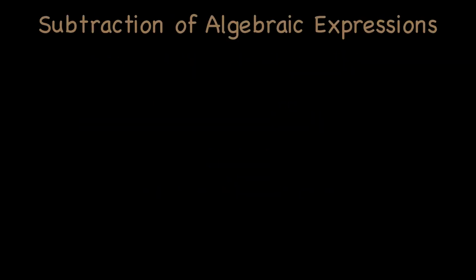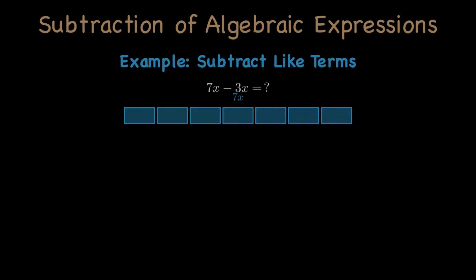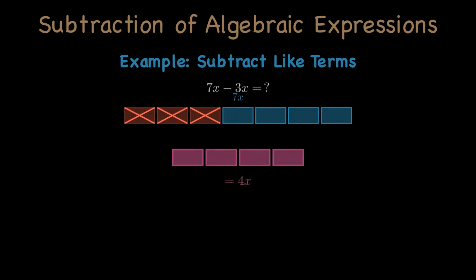Now let's learn subtraction. Subtraction is very similar to addition, but we need to be extra careful. What is 7x minus 3x? Let's visualize this with tiles. We start with 7x tiles. Now we need to subtract 3x, which means we remove 3 tiles. Let's remove 3 tiles. We cross them out. After removing 3 tiles, we have 4 tiles left, so 7x minus 3x equals 4x, just like 7 minus 3 equals 4. Here's the trick. Think 7 minus 3 equals 4, then add the x.